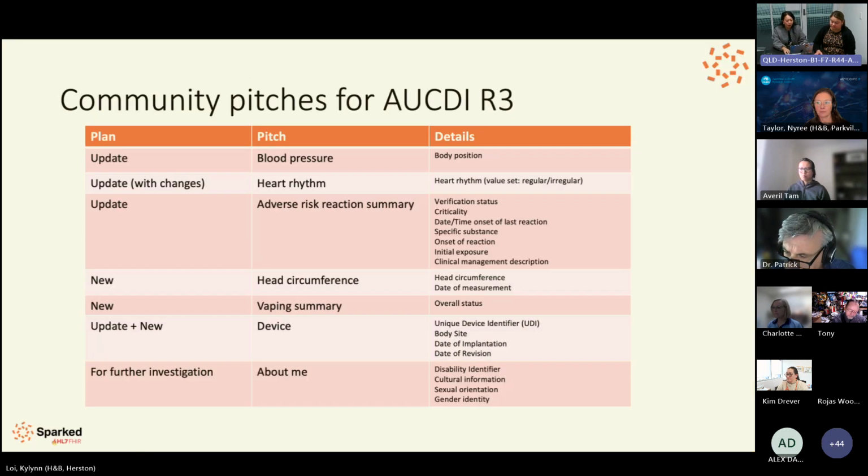So Nai, I might pass to you to work through some of the data groups that came out of that community pitch fest. Yeah, hi everybody. Thanks, Kylene. You can see on the slide, you guys had a great time in Sydney going through all of these different data groups and discussing them. On this slide, we're talking about the ones that were, as Kylene mentioned, the quick wins. Those in the left-hand column, which say update, have some updates that have been made to the data groups, and some that are new. We're going to be working through those proposals this afternoon.